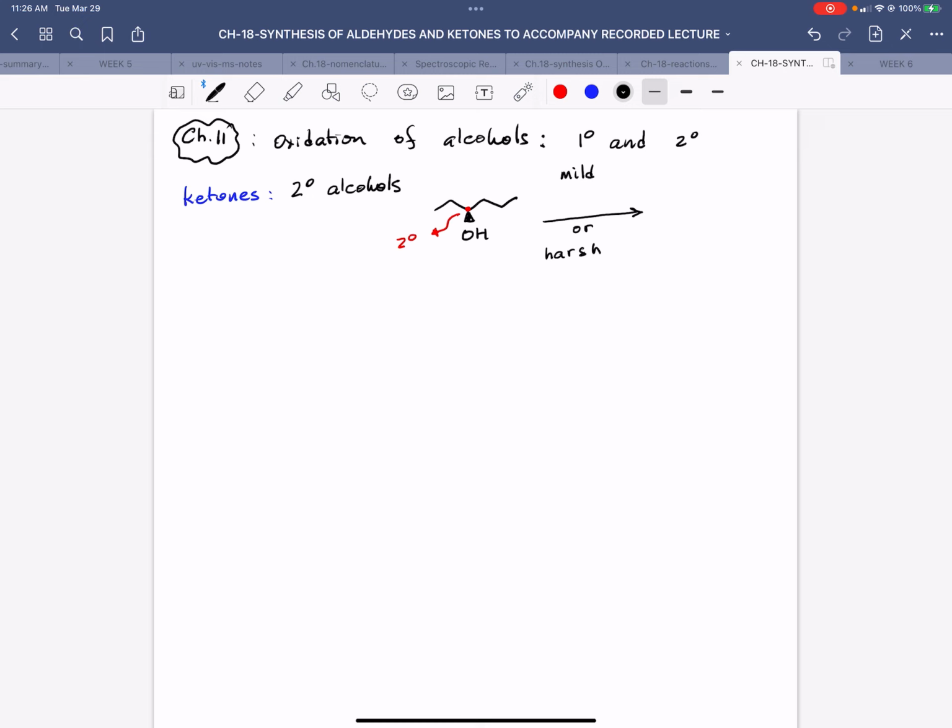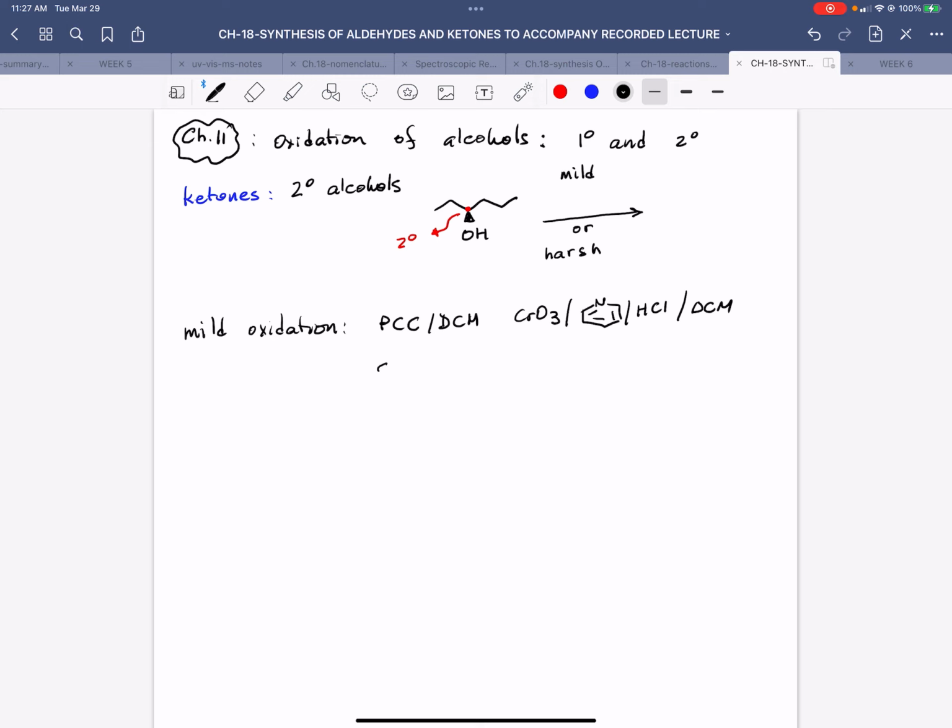So for mild conditions, I'm going to put it down here so we will have a little bit more space. For mild conditions, we could use either PCC in DCM. I want you to recall the reagents for PCC. It's chromic oxide, okay, pyridine, and hydrochloric acid, and the reagent is in dichloromethane, okay.